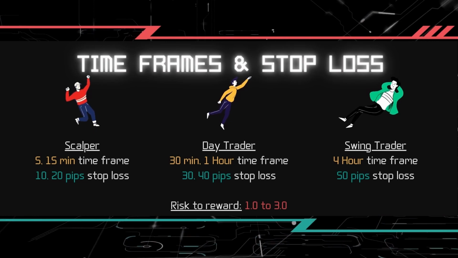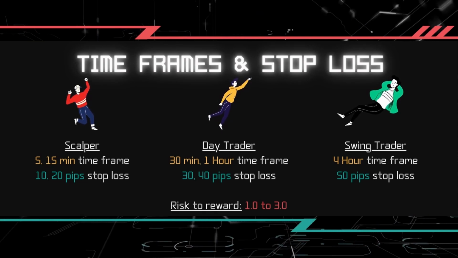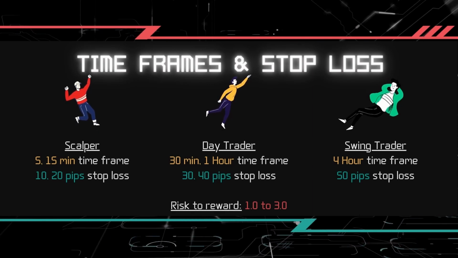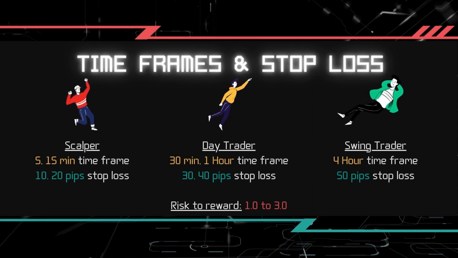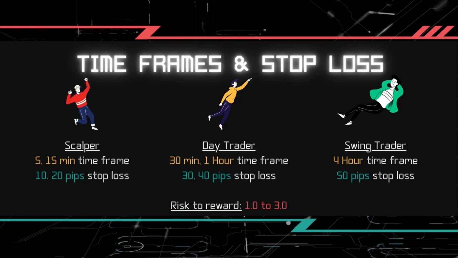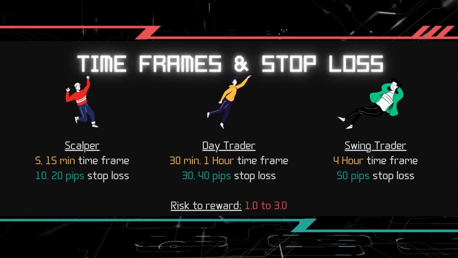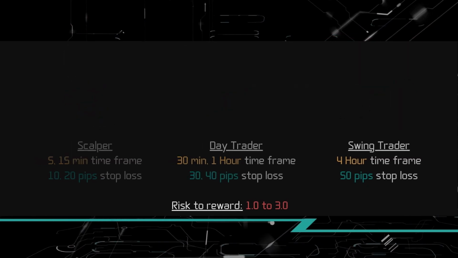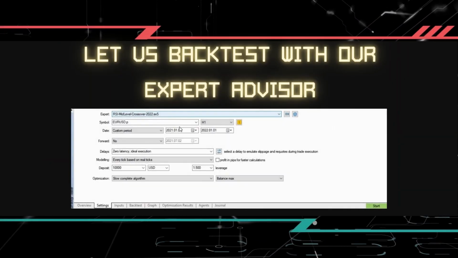We would also test different stop-loss levels, ranging from 10 pips to 50 pips with a 10 pips increment. This is to simulate the trades profile of a scalper, day and swing trader. Our risk-to-reward ratio will be ranging from 1 to 3 with an increment of 0.5. We have coded an expert advisor to help us with the backtest.